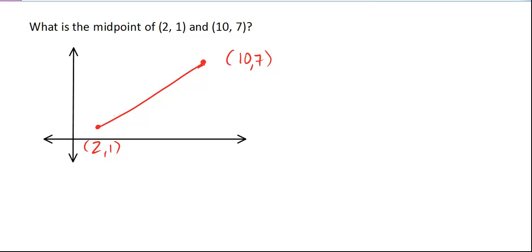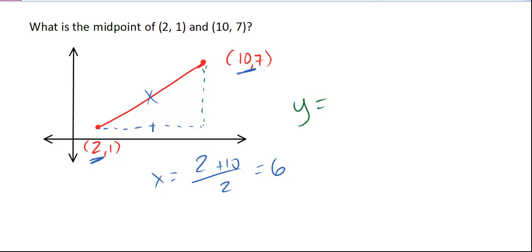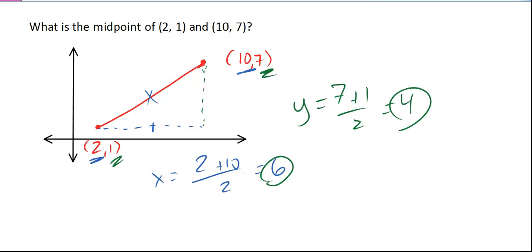I know that the x-coordinate of the point I need here should be halfway between the x-coordinates of the 2 endpoints, which is 2 and 10. So it would make sense if the x-coordinate was equal to 2 plus 10 over 2, which is 6. We already found this, right? And it would also make sense that the y-coordinate of the midpoint would be the average of the 2 y-coordinates, 7 plus 1 over 2, which is 4, right? So if x is going to be 6 and y is going to be 4, then it would make a lot of sense if my midpoint here would be (6, 4).